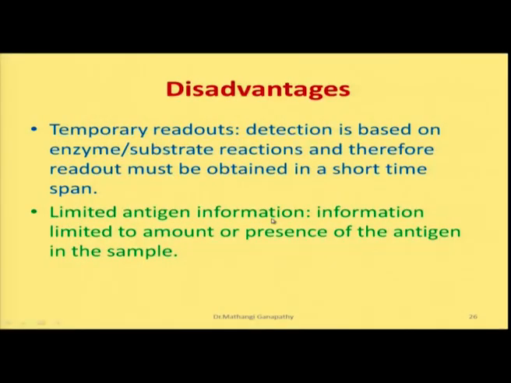Limited antigen information. Information is limited to the presence of antigen in the sample. You are going to get information only on whether the antigen is present or present in very small amounts, and you are not going to get much more information regarding that. So, this becomes a disadvantage.